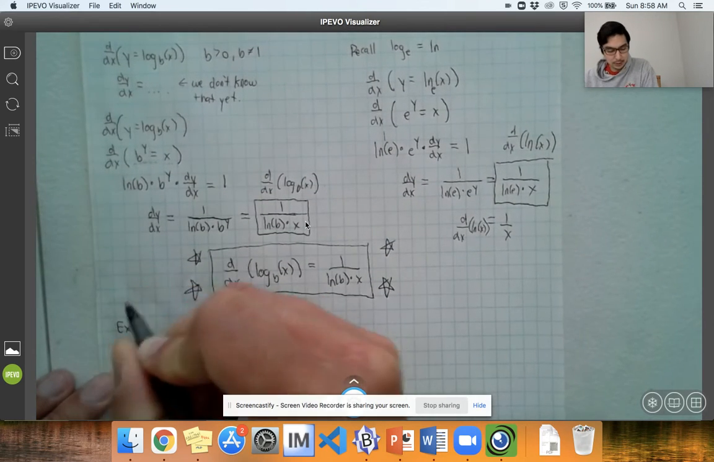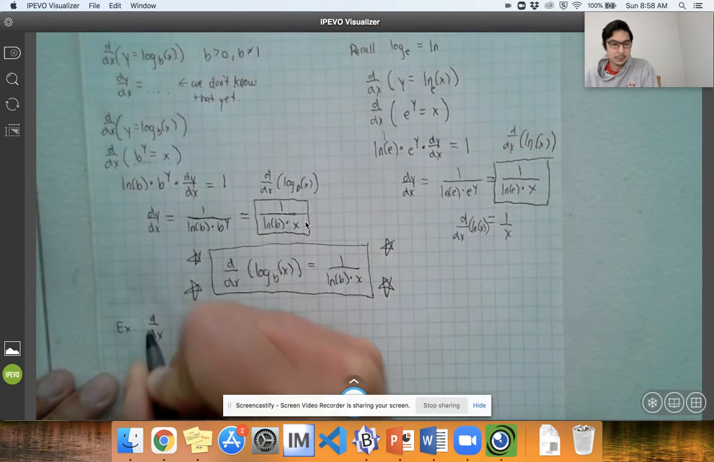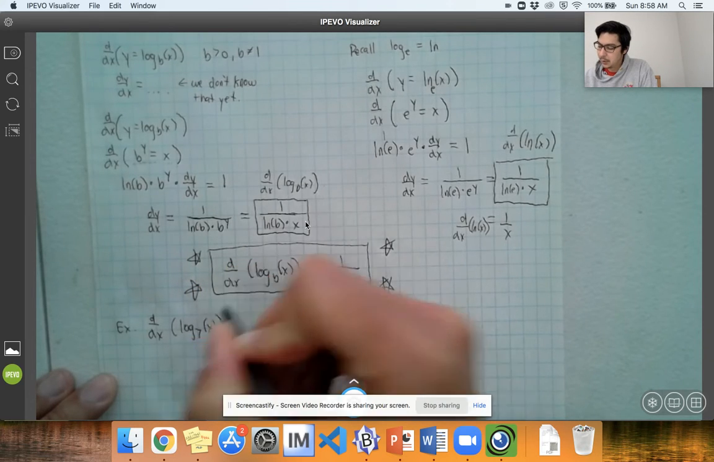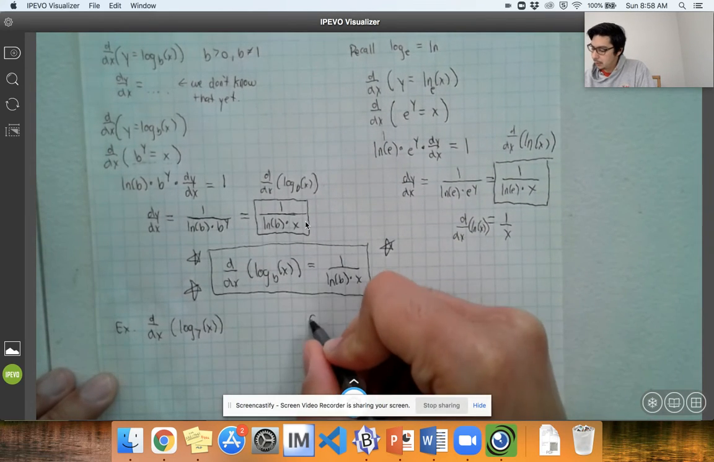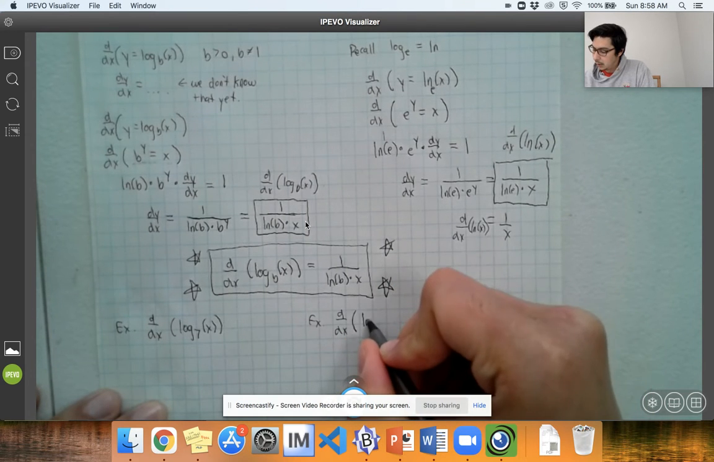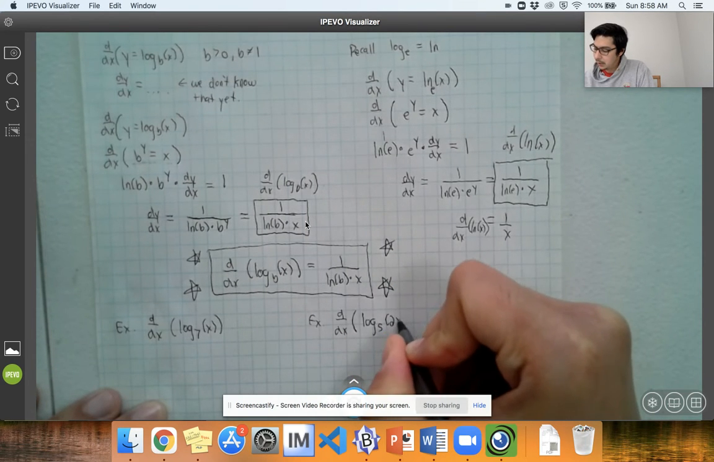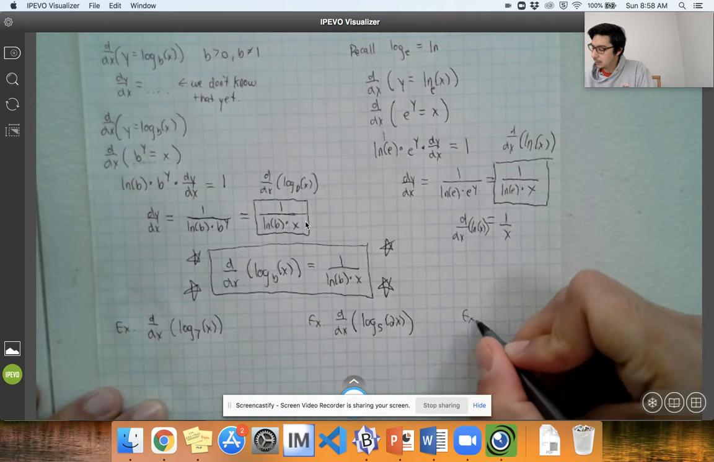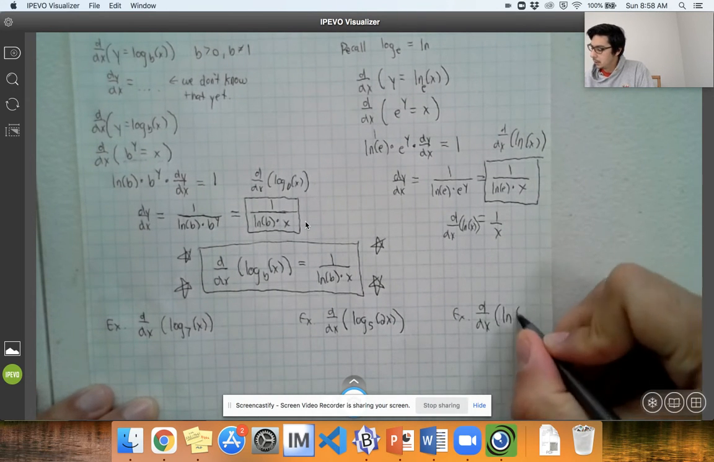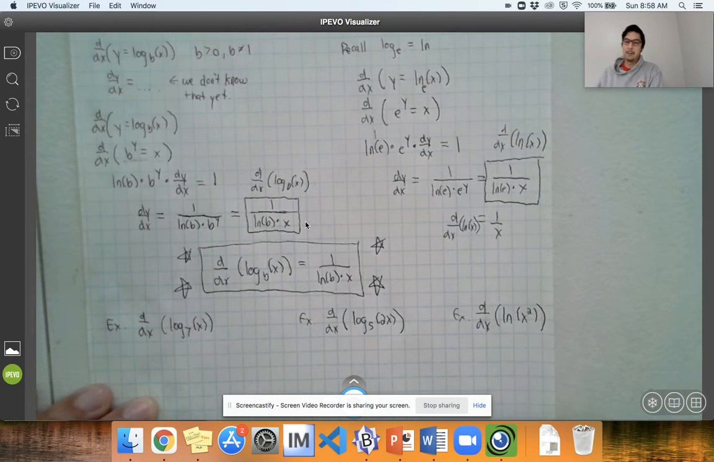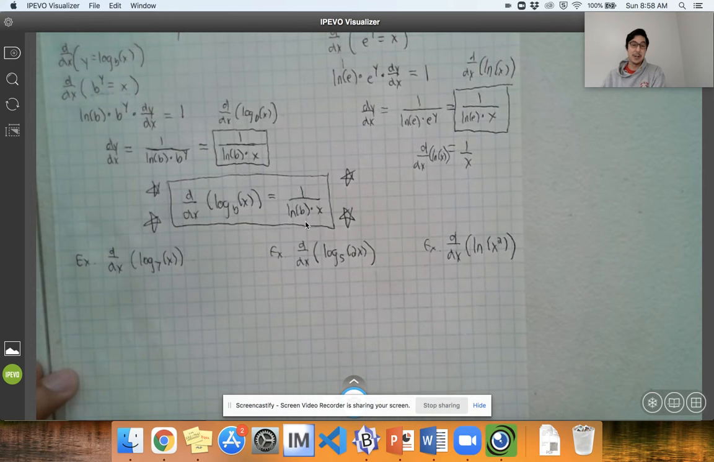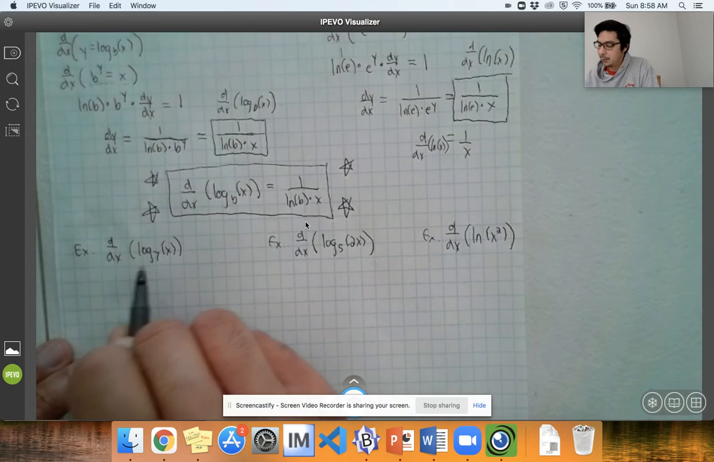Let's do an example of what's the derivative of log base 7 of x. And then we'll do another example. Let's do what's the derivative of log base 5 of 2x. And lastly, let's do the derivative of natural log of x squared. Okay. And let's see if you can follow along with me, or maybe you can do this already faster than I can. So here we go.